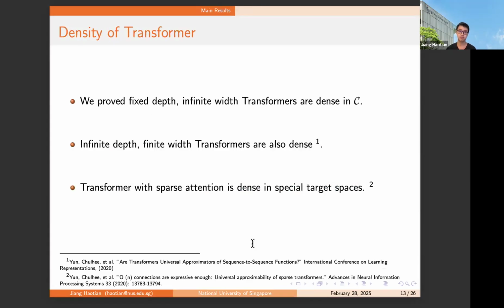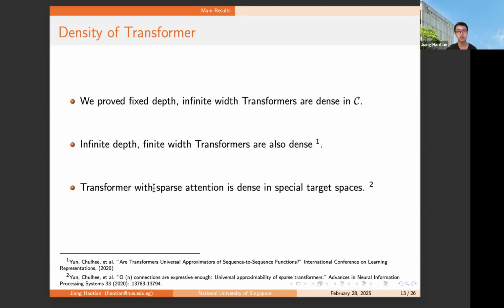Let's see some density results of the transformers. In our paper, we proved that for fixed depths, because we consider a one-layer transformer, infinite width transformers are dense in this target space. Yes, we have proved this in our paper, and some previous density results for transformers say that infinite depth and finite width transformers are also dense in this target space.